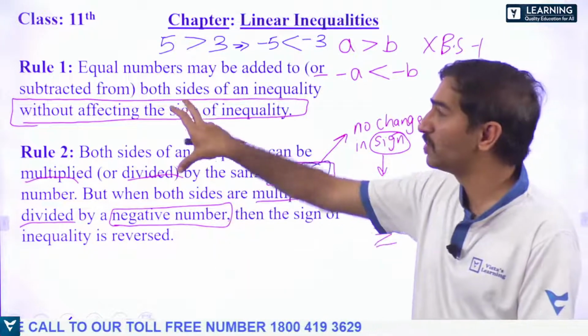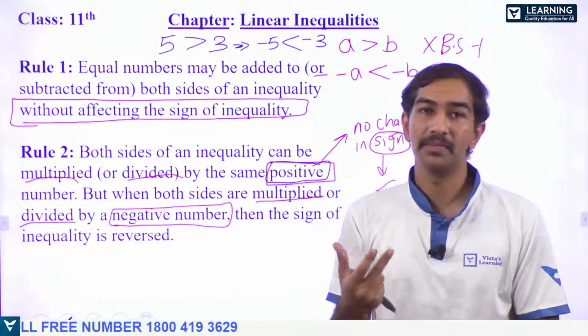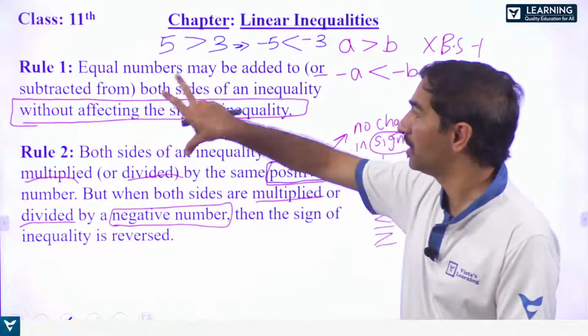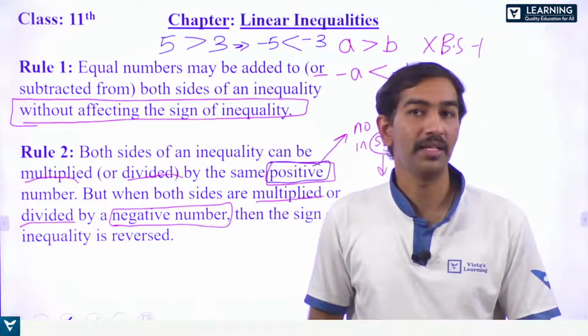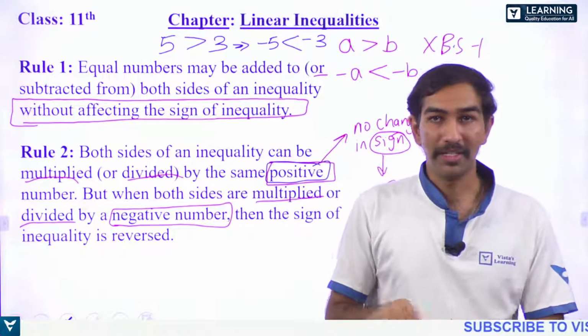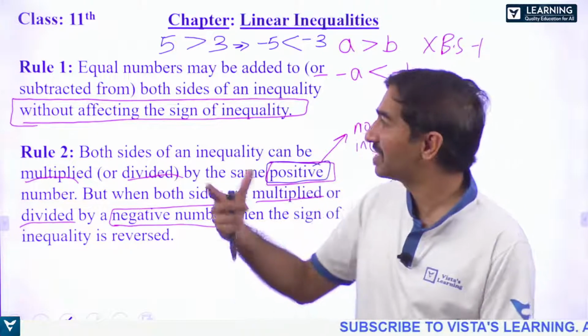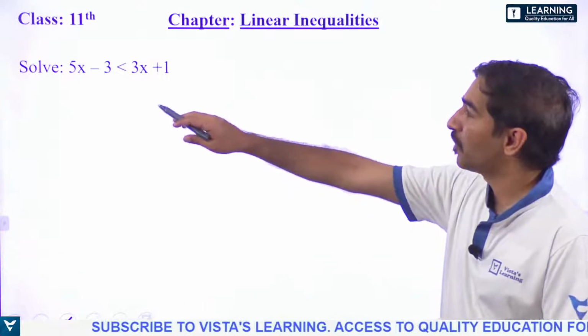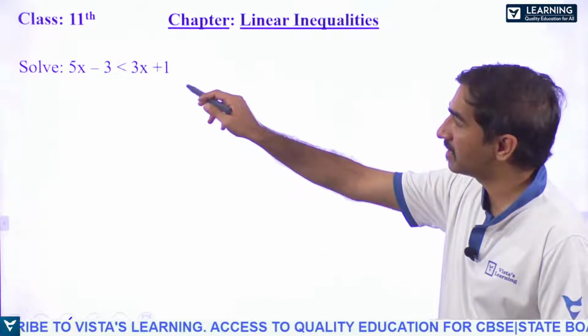So these are the two rules which you have to remember to solve some problems or examples on inequalities. So further, knowing these both rules, knowing the types of inequalities, knowing what is linear, all the things whatever we have seen until now, let us get into examples. Alright, so the very first example: solve 5x minus 3 is lesser than 3x plus 1.